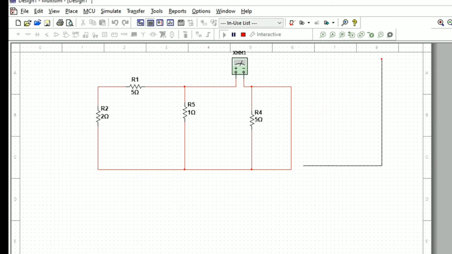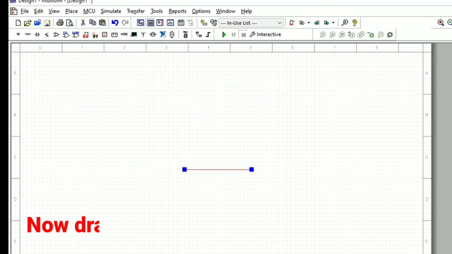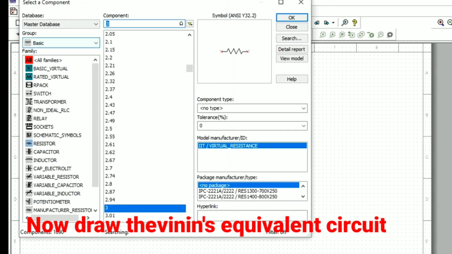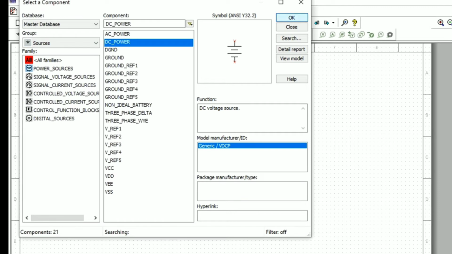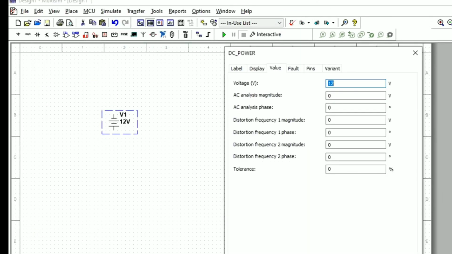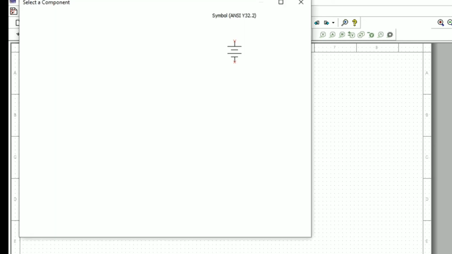Then we delete this entire circuit and draw the Thevenin equivalent circuit, by placing the Thevenin's voltage, that is the open circuit voltage, with the Thevenin resistance value. Initially we will take the voltage source, which is nothing but Thevenin's voltage, in series with the Thevenin resistance calculated previously. So here this Thevenin voltage is minus 3.125 volt. We will place it here, followed by the Thevenin's resistance.